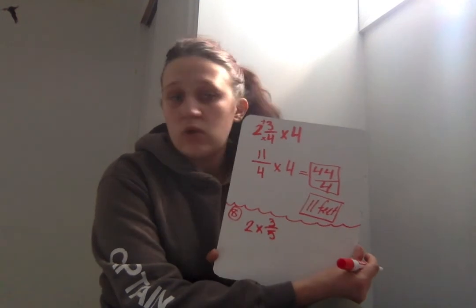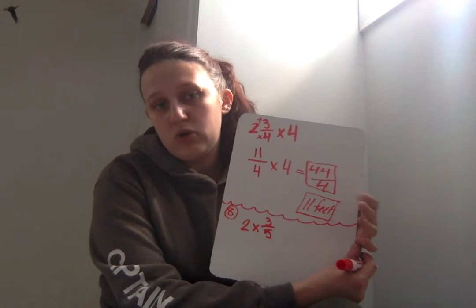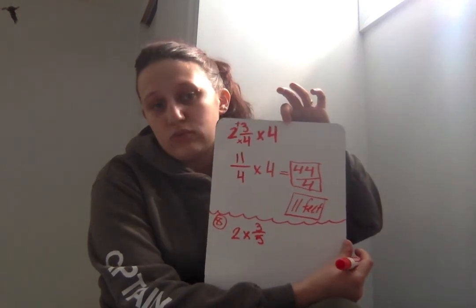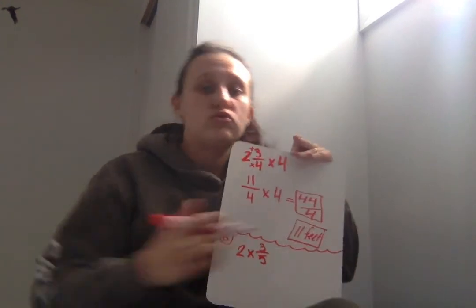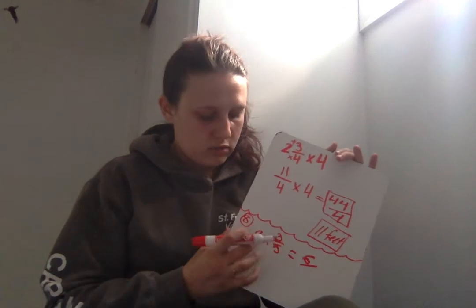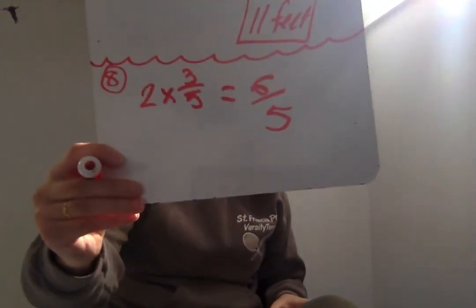They do not want us to change it into a mixed number with a number and a fraction, or a whole number. They want an actual fraction. So all you would have to do is 2 times 3 is 6 over 5, which stays the same. So 6 over 5 would be 2 times 3 fifths.